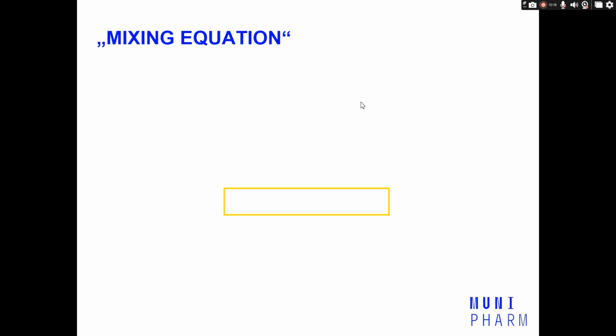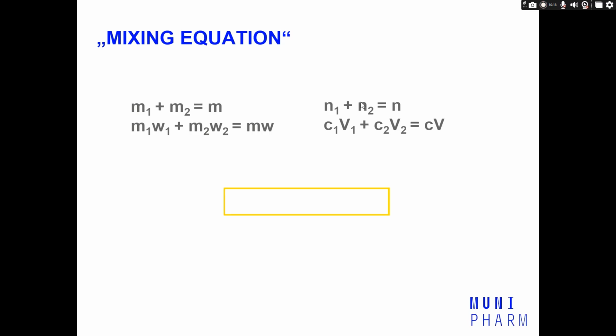In the last part of this video, we will introduce a special type of calculation. In Czech, we call it a mixing equation, so I will call it this way also in this video. Imagine the situation. We work with a solution of a specific substance in different concentrations. The mixing equations can exist in different forms. It depends on what information we have available. The most common forms are the following.